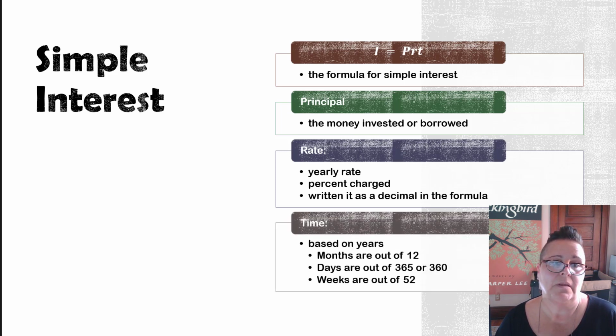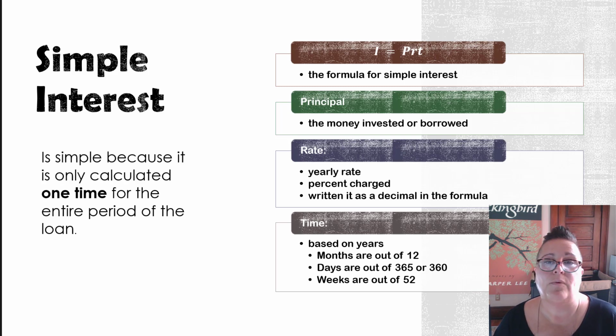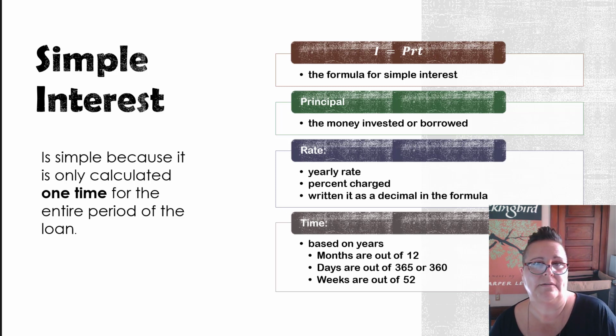T is time. Time is based in years, so if they give you months, we divide out by 12. If they give you days, we divide out by either 365, that's known as exact interest, or 360, that's ordinary interest. If they give you weeks, that is out of 52. As a reminder, it is called simple interest because it is only calculated one time for the entire period of the loan. We only calculate interest once.